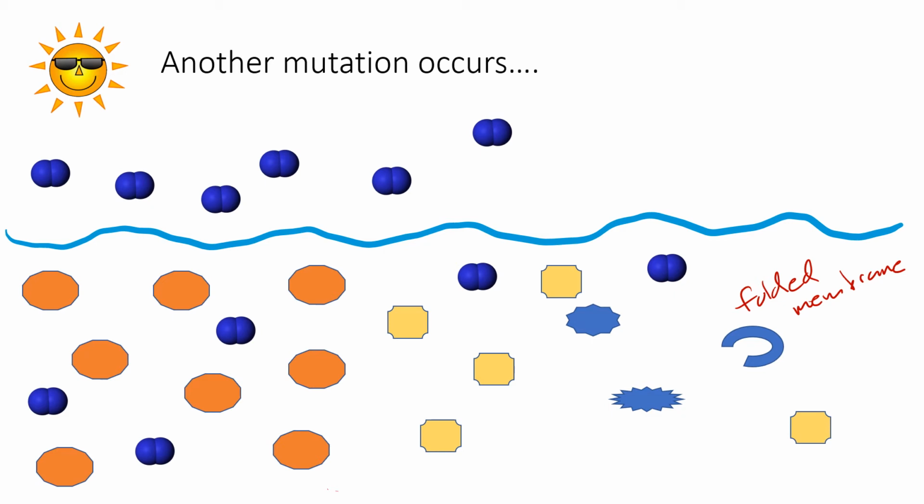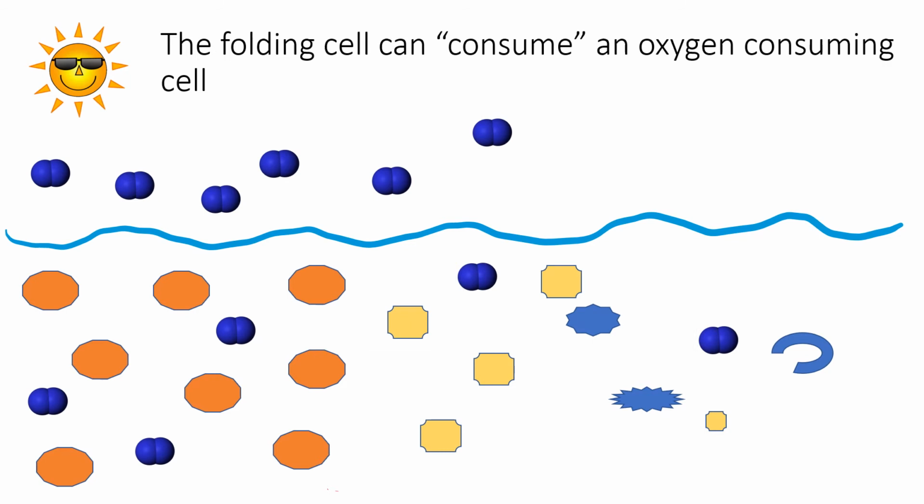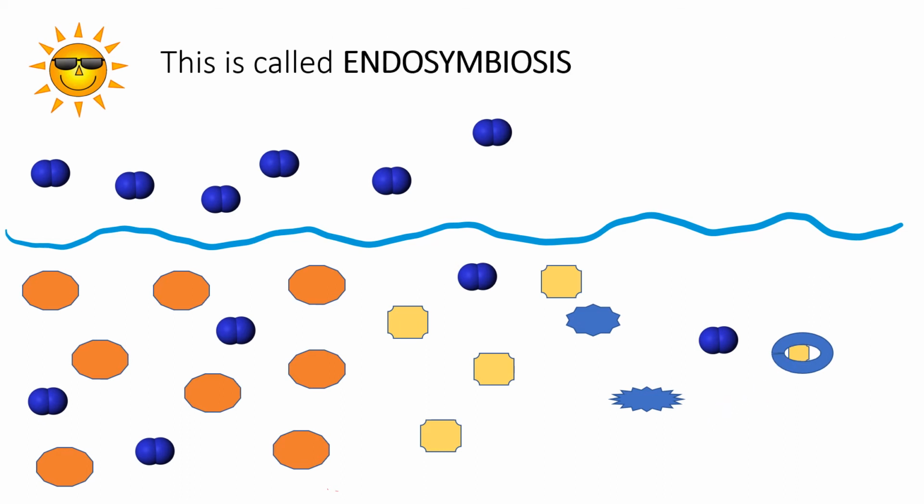Well, let's think about it this way. What if oxygen starts to get near that folded membrane? So the oxygen's making its way over. It's like, I'm going to come kill this bacteria because it hates me, because it can't thrive in an environment with oxygen. Instead, what happens is this new bacteria can actually consume one of those new mutated bacteria that thrive on oxygen.